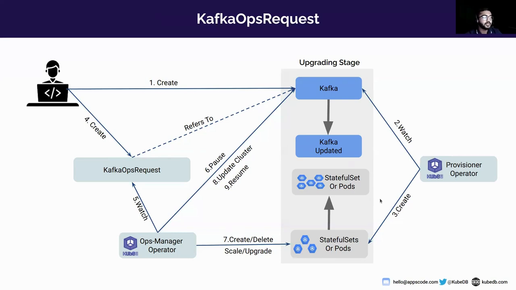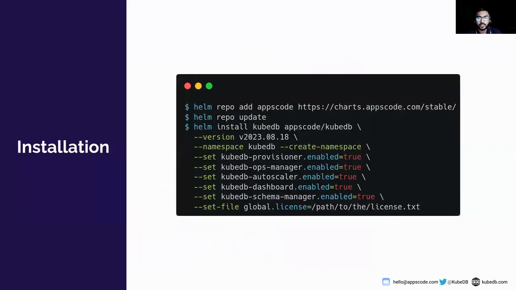This is how our KafkaOpsRequest works. Now, installation. To install KubeDB on your Kubernetes cluster, use this Helm command. You can easily install KubeDB without any problem. You need a license for this. You can visit kubedb.com to get a license.